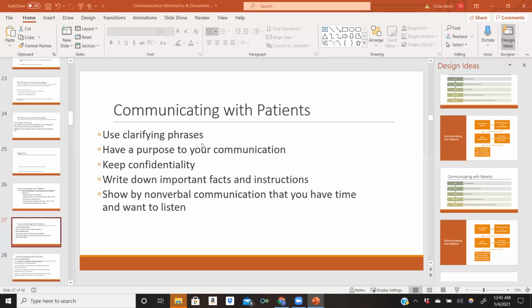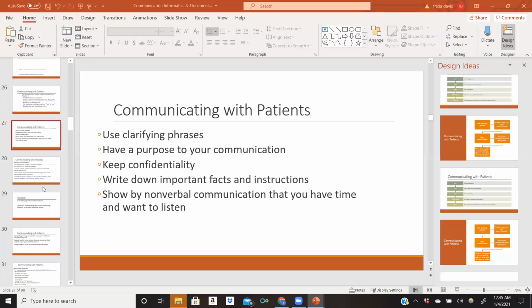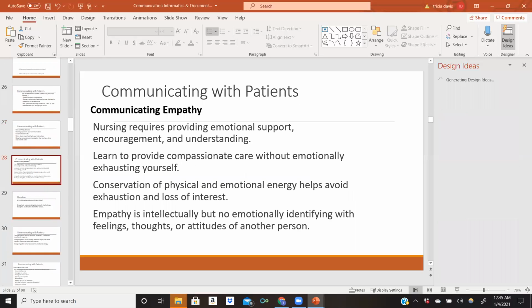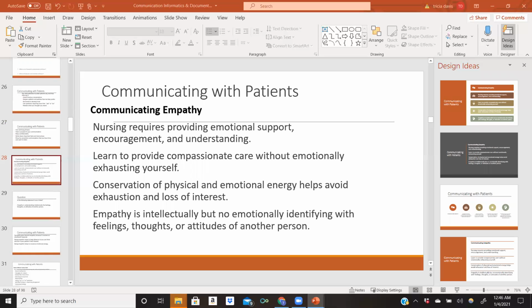Those are the ways that patients think that you really care about them and you really have the time to be present and listen to what they have to say. And patients will never, ever forget the way you made them feel, ever.